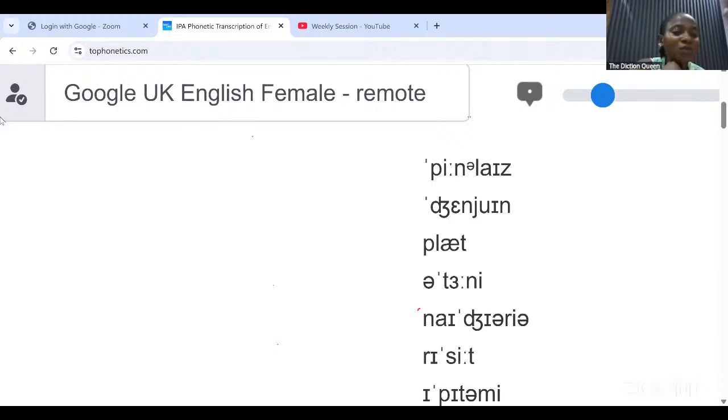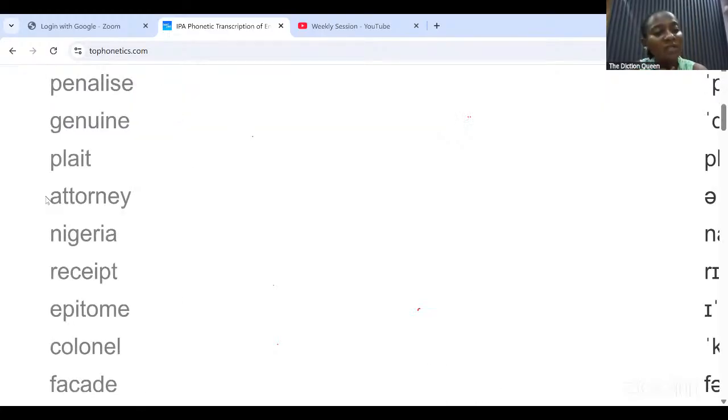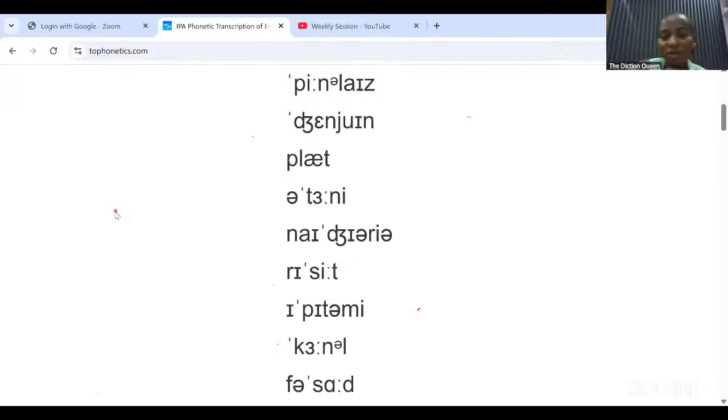Now, the next word we have, a lot of people might pronounce it as attorney or attorney. Well, the right pronunciation is attorney.